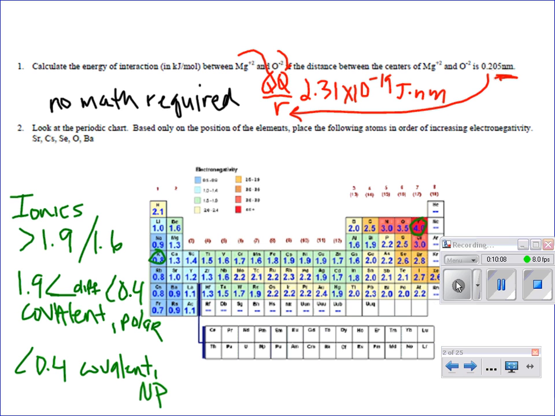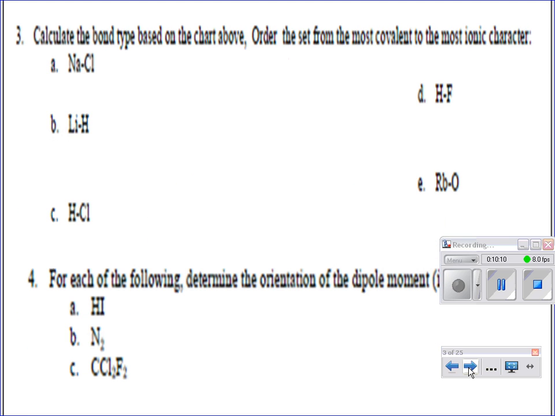Okay, so let's look at how we'd answer a question. Based on the chart above, or the previous page, order the set from the most covalent to most ionic character. To order it, we do need the difference, but let's go right off the cuff. NaCl we know is ionic, right? Isn't Li and H ionic? Sure, metal, nonmetal. What else? We know this is ionic. HCl and HF, do we know what they are?